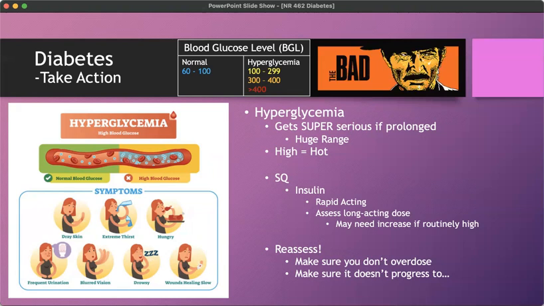Super important also, whenever we're giving insulin, we always want to assess for overdose of insulin, meaning that we're giving too much, which would cause hypoglycemia. So that's always something that we want to assess for.